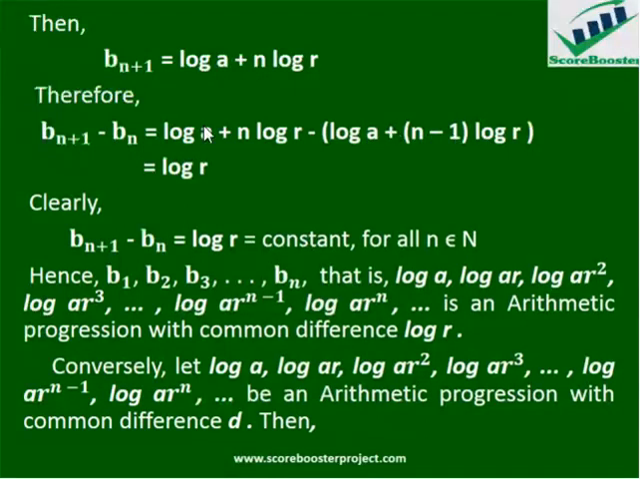So if you open the bracket, you have log a plus n log r minus log a minus (n minus 1) in bracket log r. So log a, we cancel log a.